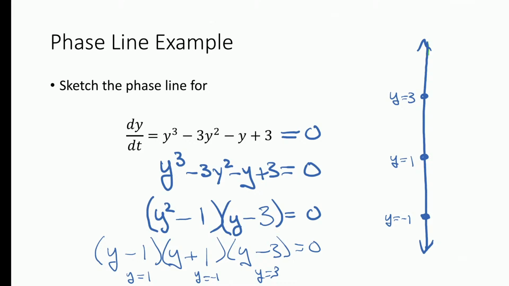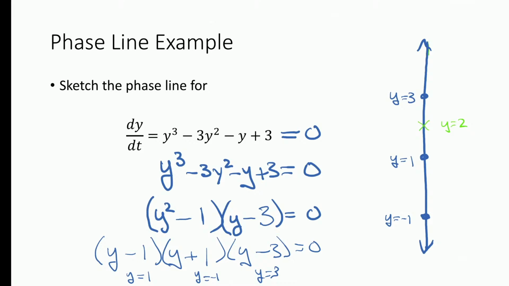So you just have to pick any point you'd like. For example, I will pick this point, y equals 2, as my test point, and that's going to tell me whether the slopes are going upward or downward in between y equals 1 and y equals 3. So I'll plug y equals 2 into here.